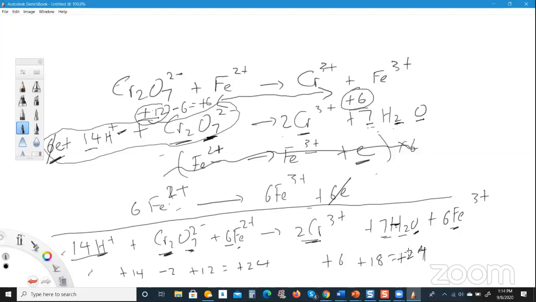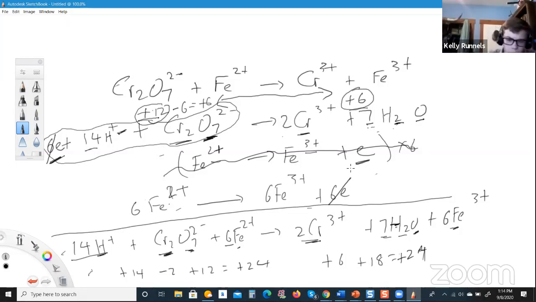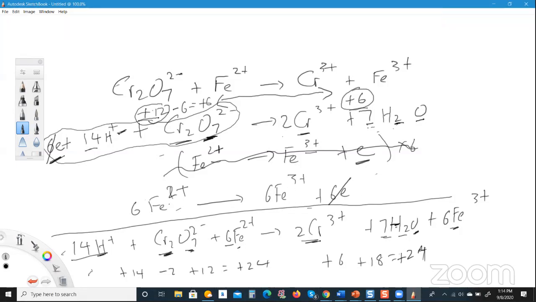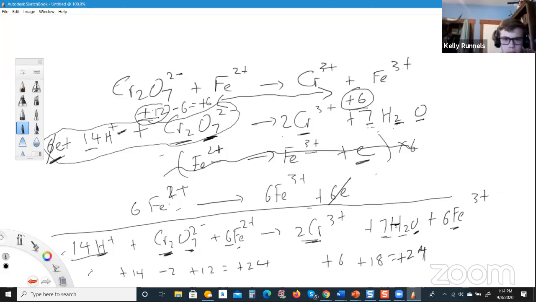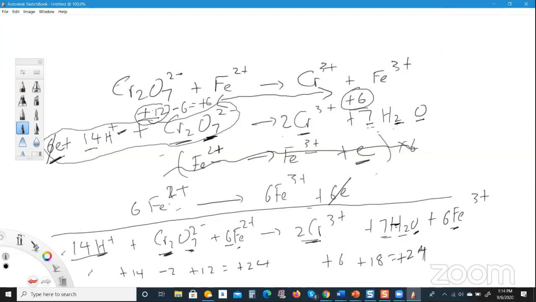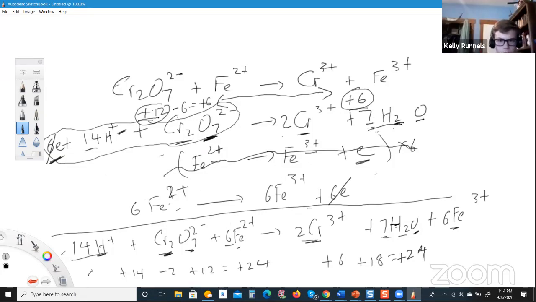All right. Any questions? Yes. Where did the hydrogen come from? Okay, so I think you're talking about balancing these hydrogens here, right? Yeah, on both sides. The original equation doesn't have hydrogen in it.